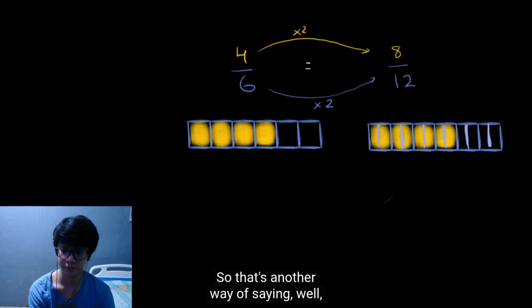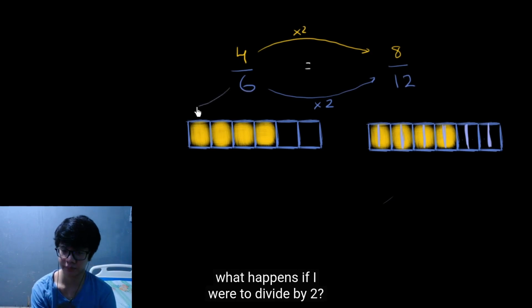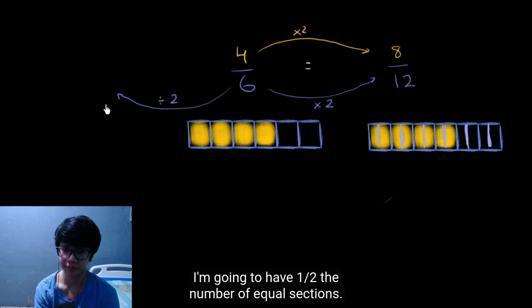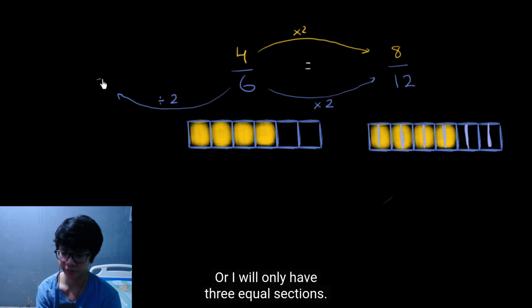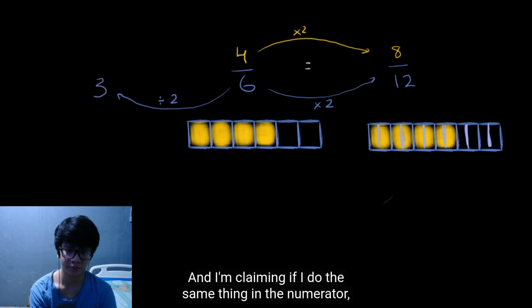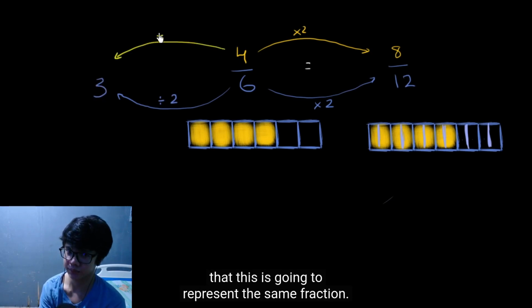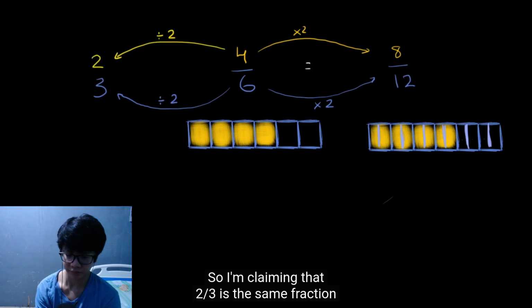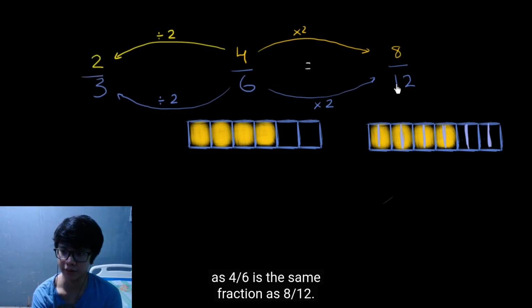So that's another way of saying, well, what happens if I were to divide by 2? So let me divide by 2. I'm going to have half the number of equal sections, or I will only have 3 equal sections. And I'm claiming if I do the same thing in the numerator, that this is going to represent the same fraction. So 4 divided by 2 is 2. So I'm claiming that 2/3 is the same fraction as 4/6, as the same fraction as 8/12.